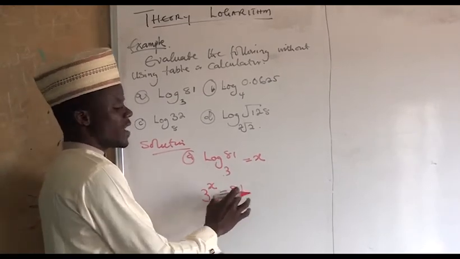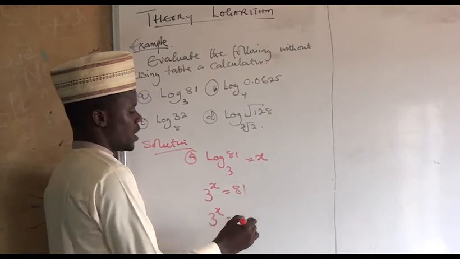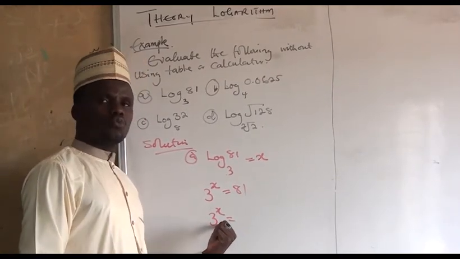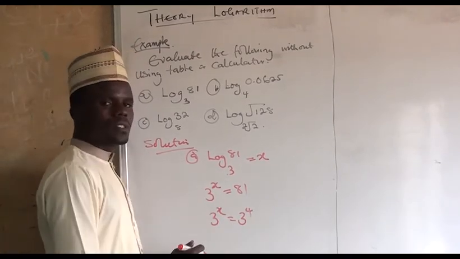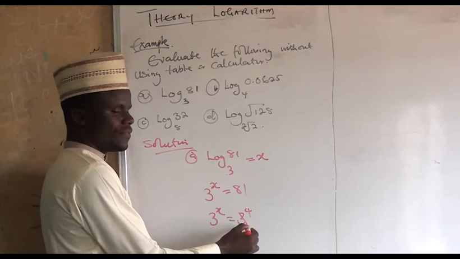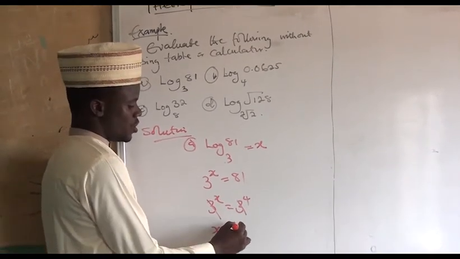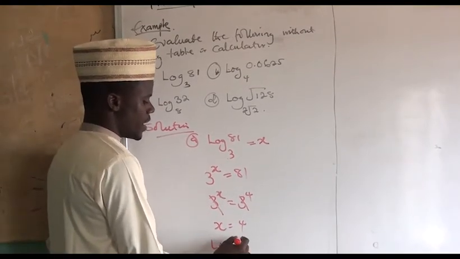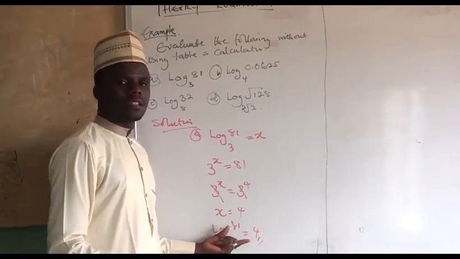So 3 to the power of x equals 81. We have to express the same base with these. That is, we say 3 to the power of 4. So now equate the bases. This is 3, this is 3. So now the value of x is equal to 4. So now we can say logarithm of 81 base 3 is equal to 4. And that is the answer.